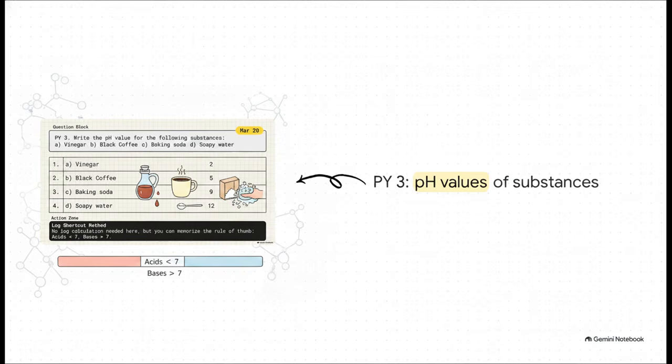Question block. PY 3, Mark 20. Write the pH value for the following substances: A. Vinegar, B. Black coffee, C. Baking soda, D. Soapy water. 1. A. Vinegar, 2.2. 2. B. Black coffee, 5.3. 3. C. Baking soda, 9. 4. D. Soapy water, 12. Action zone, log shortcut method. No log calculation needed here, but you can memorize the rule of thumb. Acids less than 7, bases greater than 7.